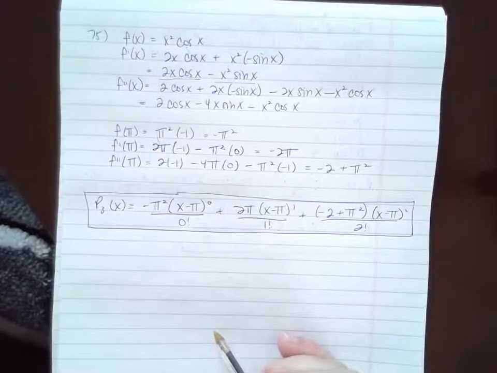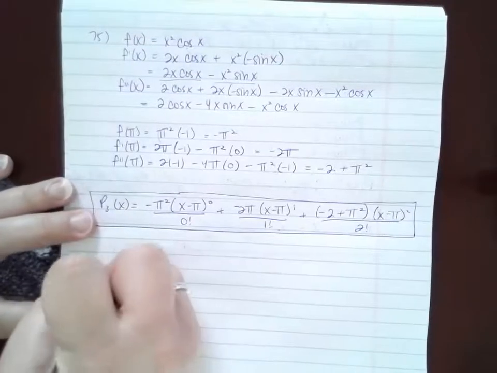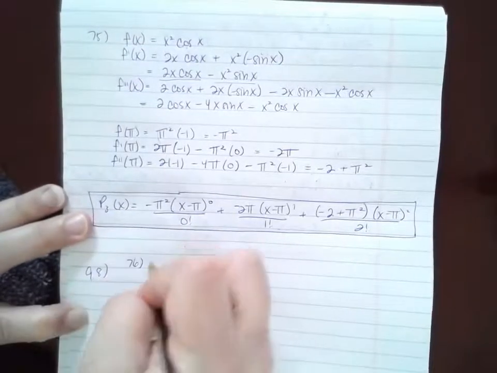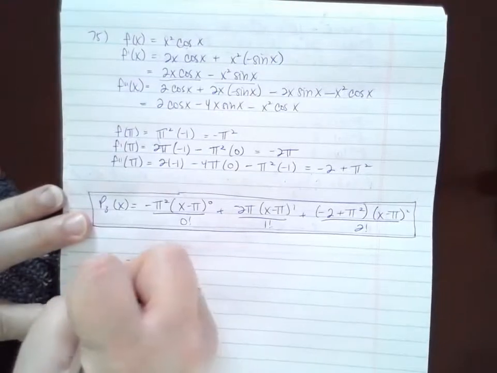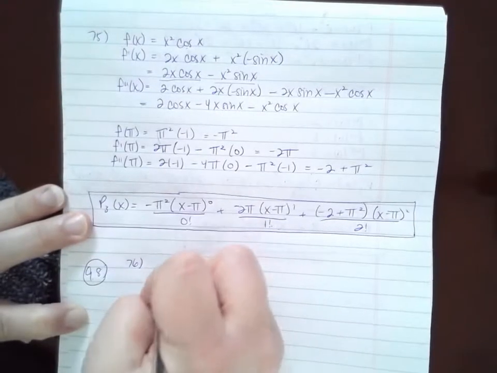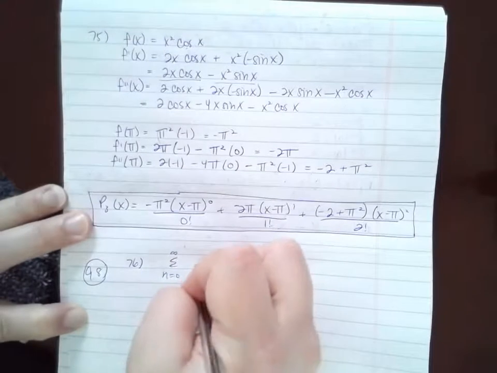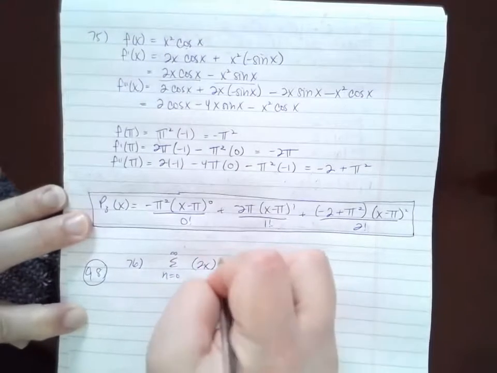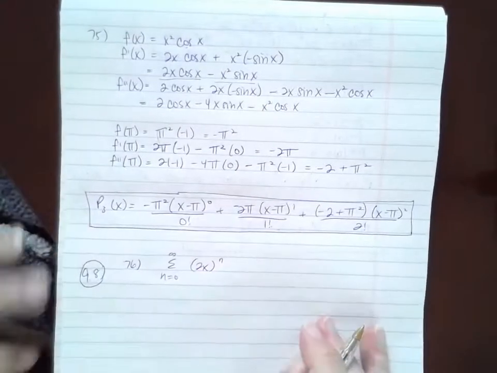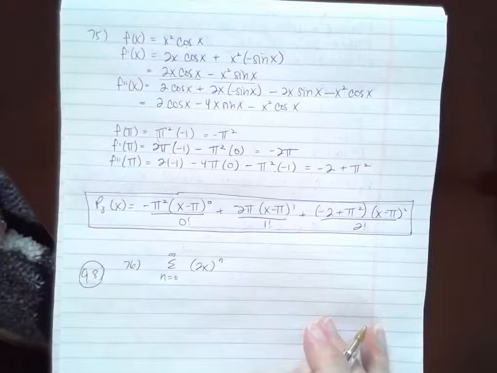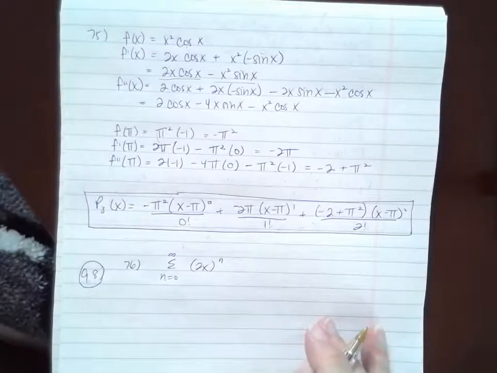Well, moving on to 9.8. Question number 76 says, find the interval of convergence. You've got a couple options. You can either use the ratio test if you're more comfortable with that, or you can use the geometric series if you're more comfortable with that.